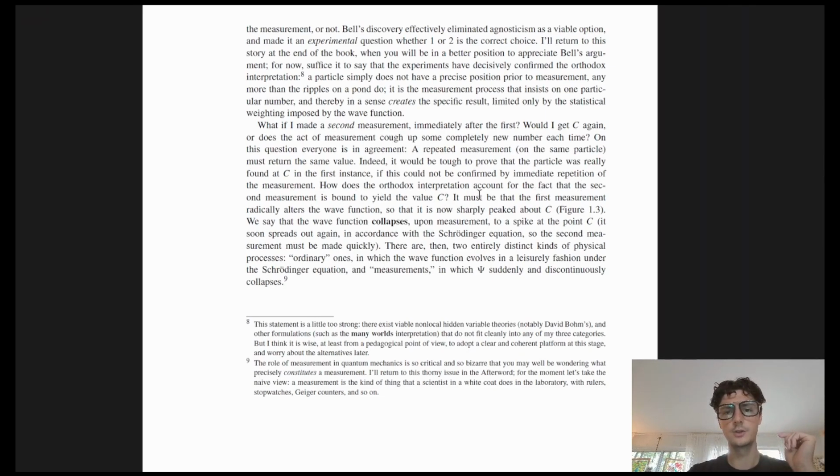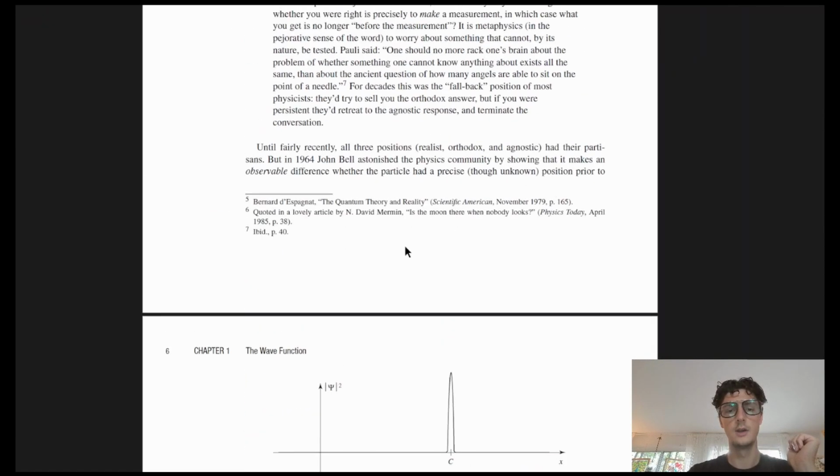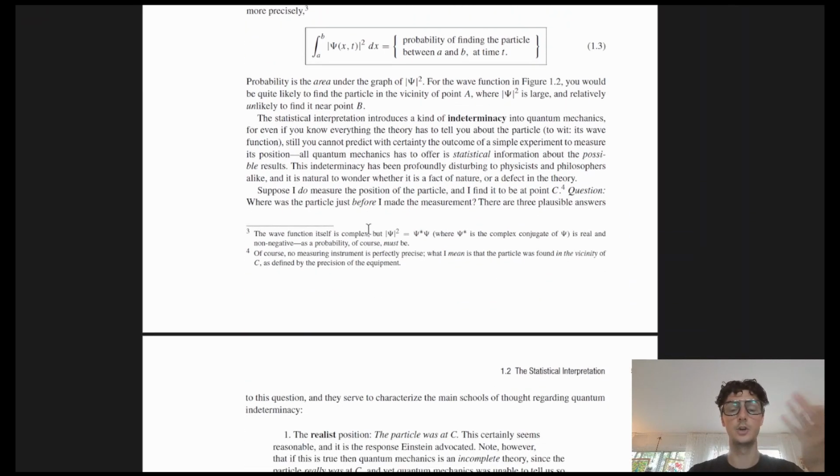How does the orthodox interpretation account for the fact that the second measurement is bound to yield the value C? It must be that the first measurement radically alters the wave function so that it is now sharply peaked about C, figure 1.3, right here. So before measurement, the particle's wave function looks like this. It has a probability of being in many locations, very small chance of it being at B, medium chance being at C, very high chance of being at A. But it could be anywhere, right?